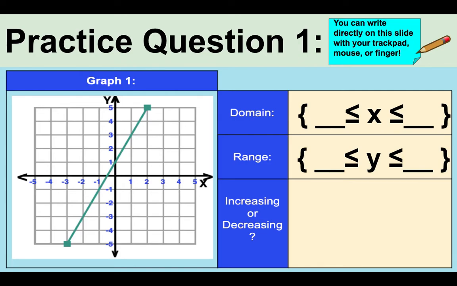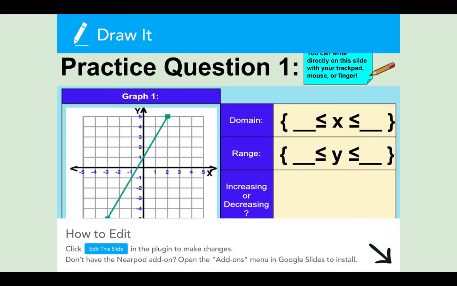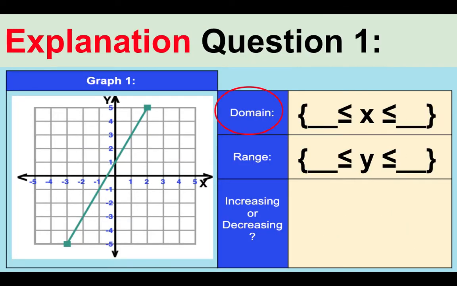So if we practice, here's practice question 1 that we did in our Nearpod. I'm going to go over how we got the answer. So starting with the domain, x values, right? I'm looking at my x-axis, and I see that there's a green line here. It doesn't take up the entire grid, it only takes up a section. So the domain is asking which section of the x-axis is this line taking up? So if I create a rectangle around this line, it's easier to see which x values this line is spanning.